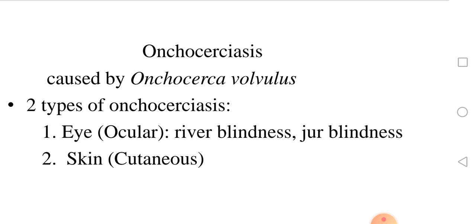One, ocular onchocerciasis. This disease affects the eye, and it is also known as river blindness. Two, cutaneous onchocerciasis, and this affects the skin.